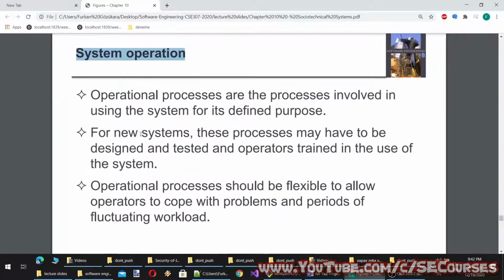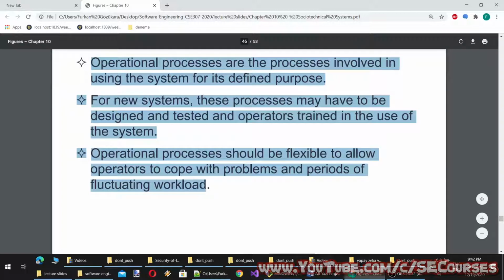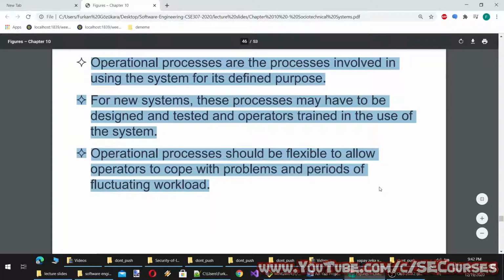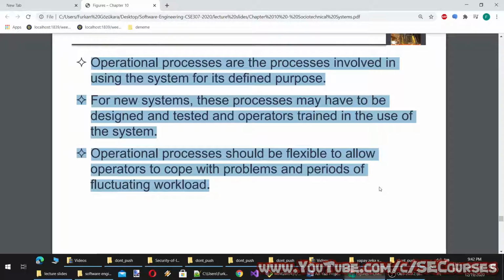And system operation. Operational processes are the processes involved in using the system for its defined purpose. For new systems, these processes may have to be designed and tested and operators trained in the use of the system. Operational processes should be flexible to allow operators to cope with problems and periods of fluctuating workload.